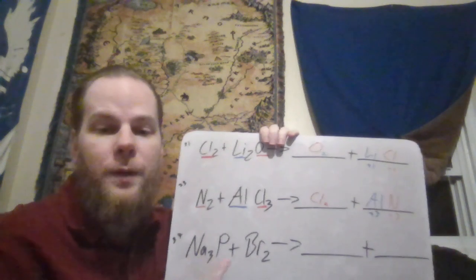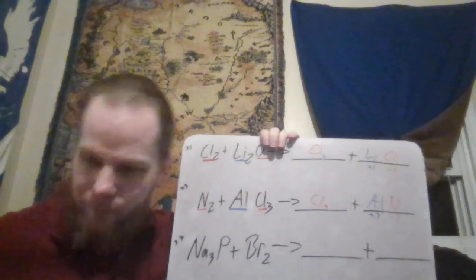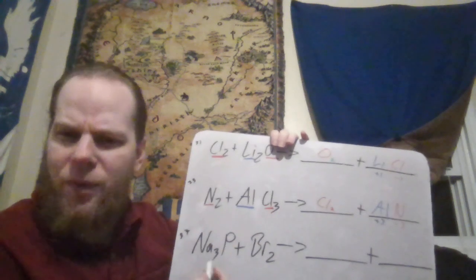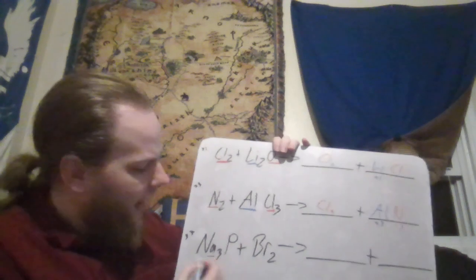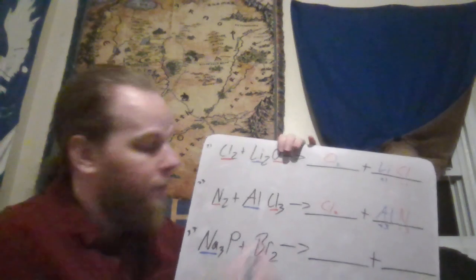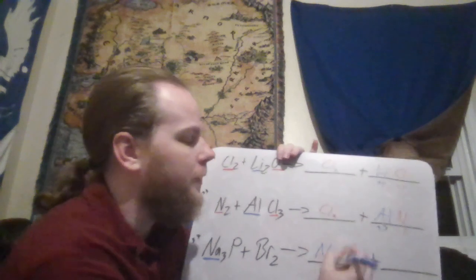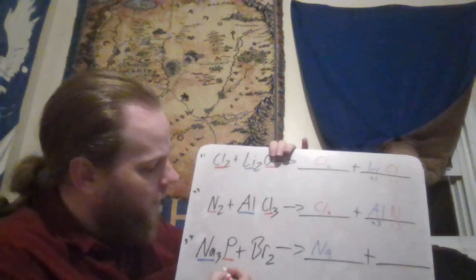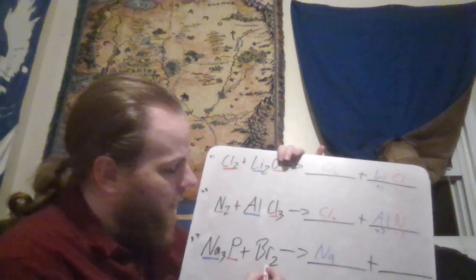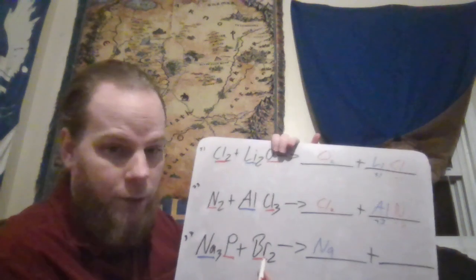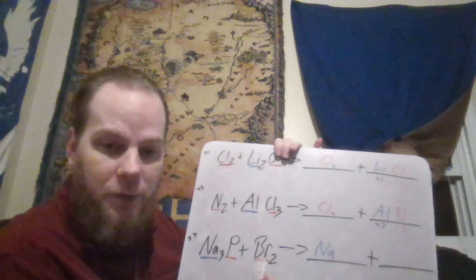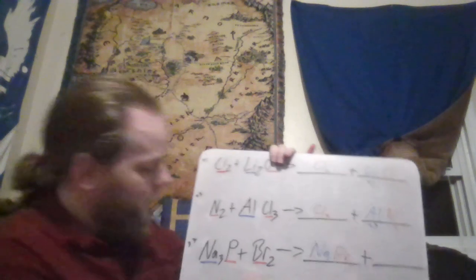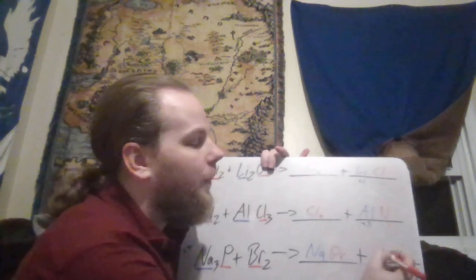which is Na3P plus Br2. So Na, did I say N3? Na3. I don't remember. Okay. Na is our cation. We're going to just translate that straight over. P is an anion. And Br is an anion. So these two are going to swap places. So Br goes with the Na. The P goes by itself.